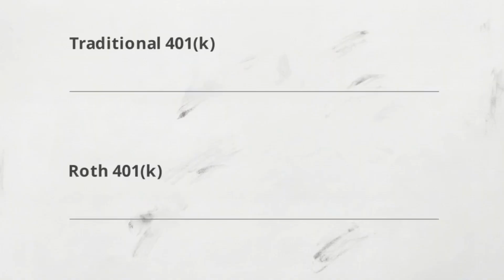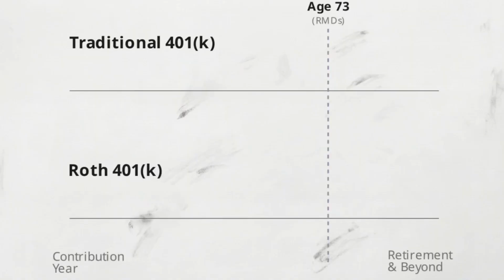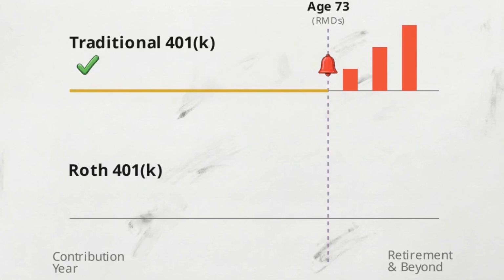This timeline tracks the life cycle of a traditional contribution. You get the green checkmark early on, but at age 73, forced withdrawals trigger. If these mandatory distributions are large enough, they can easily push you into a significantly higher tax bracket in retirement. By contrast, the Roth option works differently. You pay the taxes up front. Because the taxes are already settled, your withdrawals in retirement are completely tax-free, and you entirely bypass RMD requirements.